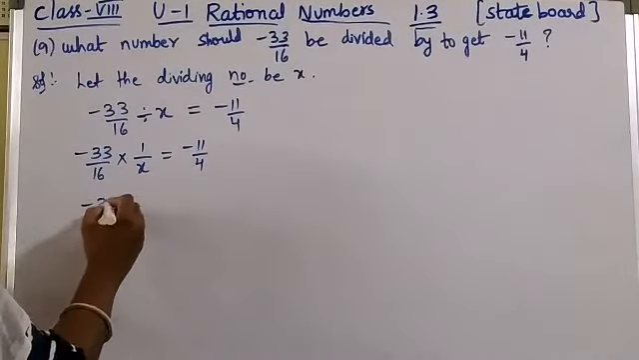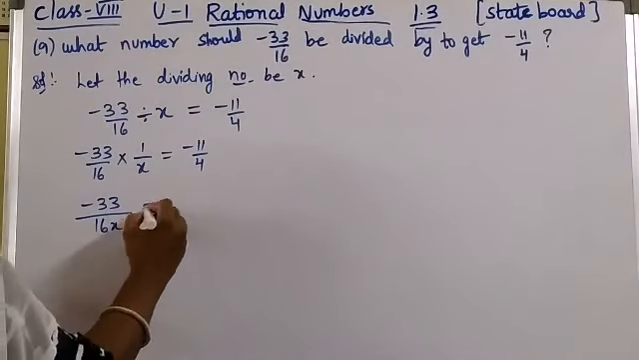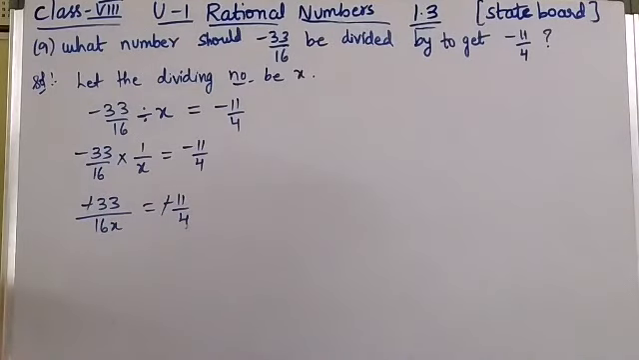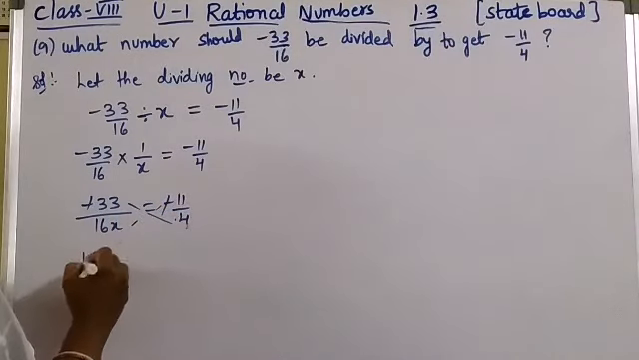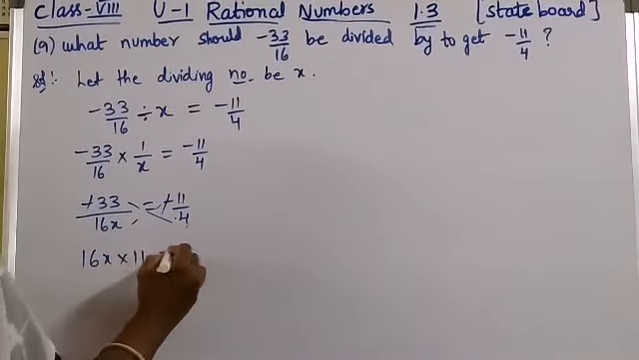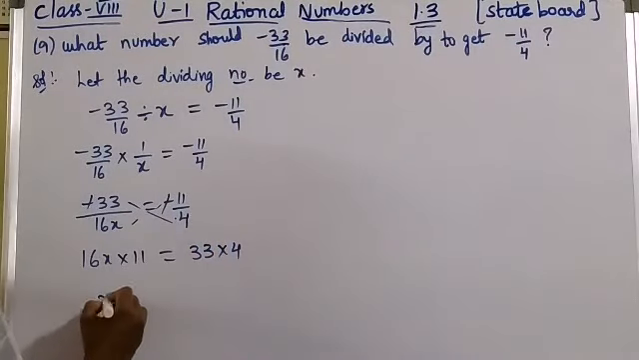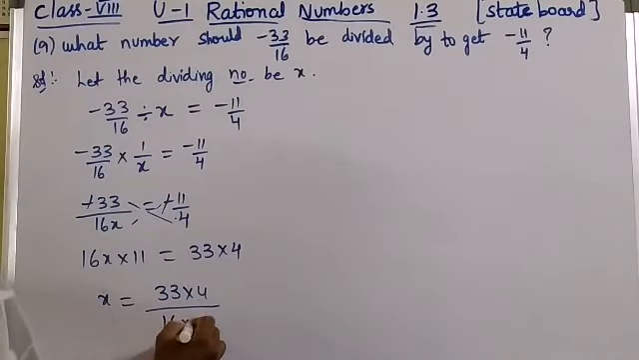Now this is minus 33 into 1, minus 33 and 16 into x, 16x equal to minus 11 by 4. Here both sides negative is there, you can cancel. Now you can do cross multiplication, it will be easy, right? Now 16x into 11 is nothing but 33 into 4. Okay. Now what is x here? 33 into 4 by 16 into 11.